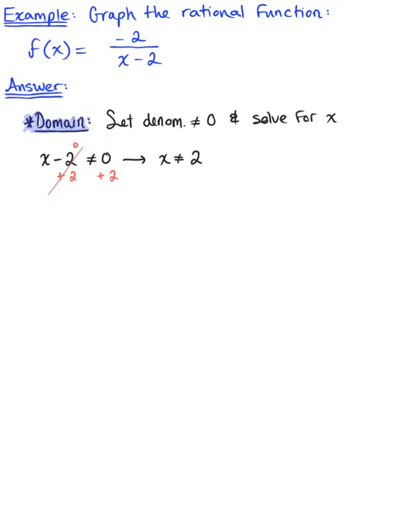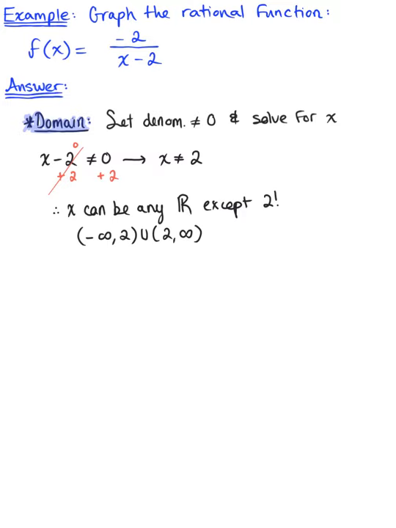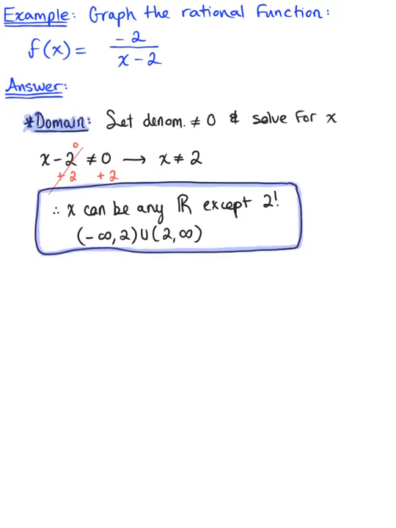So we can make the conclusion here that therefore x can be any real number our little hearts desire, except 2. So if we wanted to write this in interval notation, that's negative infinity up till 2, united with the interval from 2 to positive infinity. So we'll keep this domain in mind.